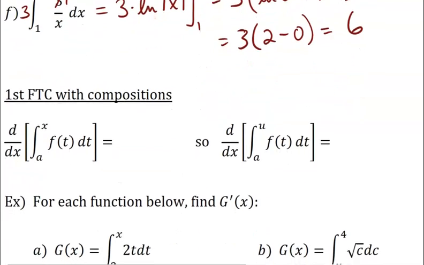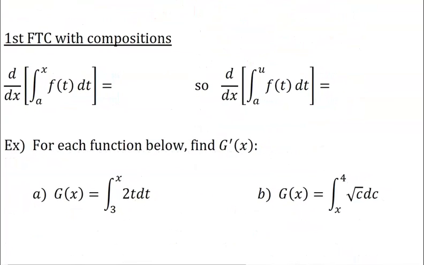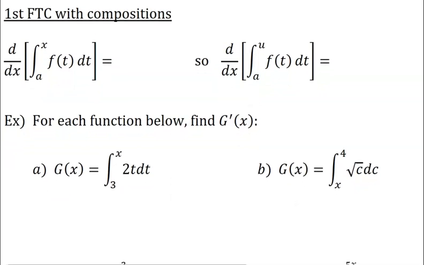Let's go back to the first fundamental theorem and look at what happens when we have compositions. I guess I should say the first part of the fundamental theorem, okay, because there's really only one. But some books will say first and second. Some just say, here's the FTC and it has 2 parts.